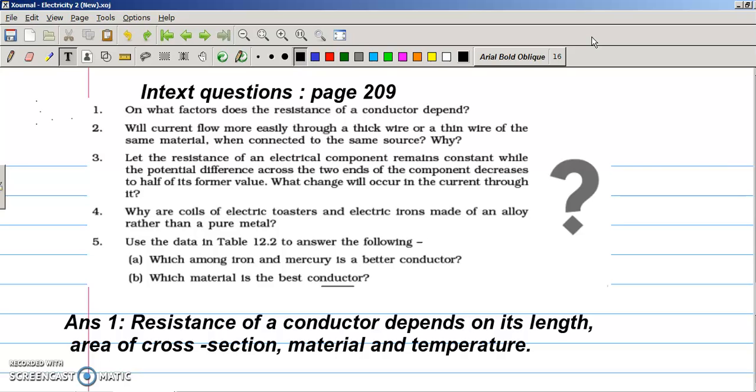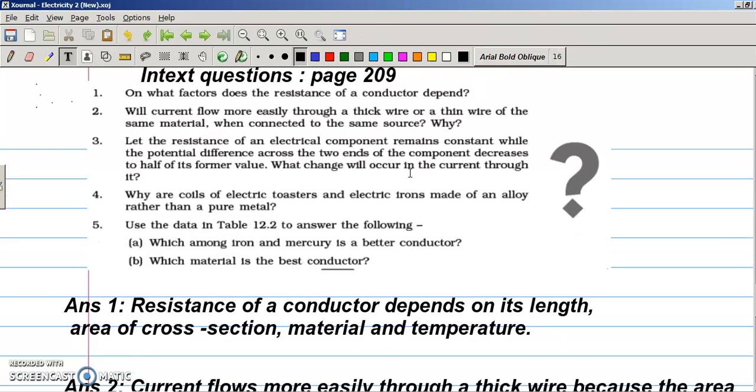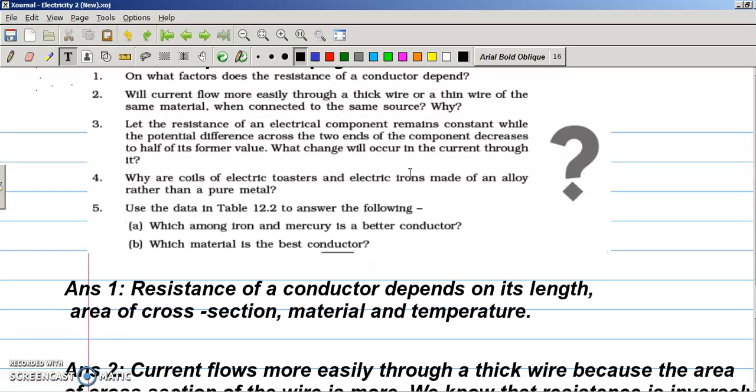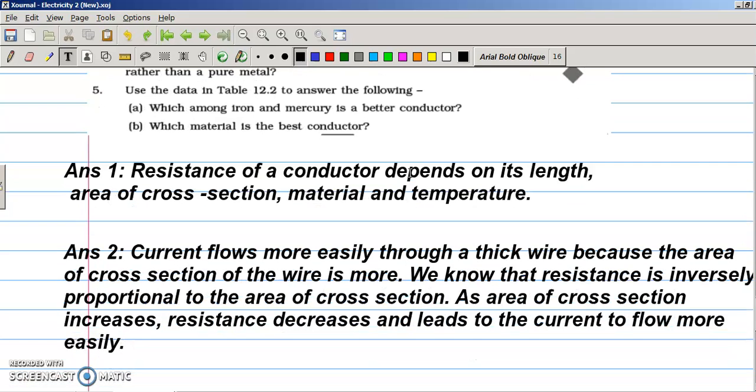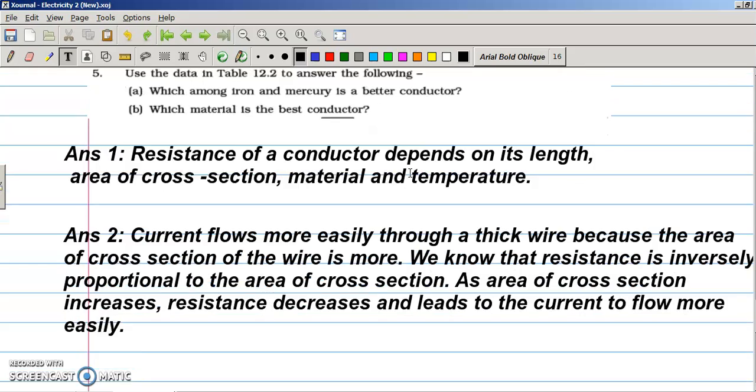Then we move to the next part. Will current flow more easily through a thick wire or a thin wire of the same material when connected to the same source, and why? Current flows more easily through a thick wire because the area of cross section of the wire is more. We know that resistance is inversely proportional to the area of cross section. So as the area of cross section increases, resistance decreases and leads the current to flow more easily.